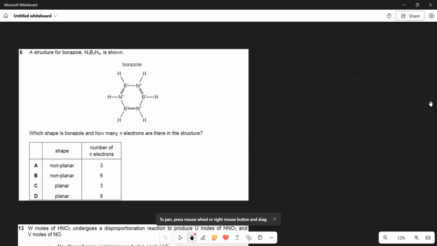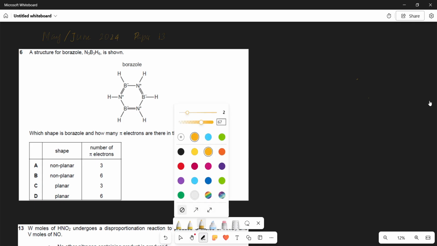This is the third part of difficult multiple choice questions, AS level chemistry. I have taken the May June 2024 paper, version 1-3. We are going to talk about 5 questions which are reported as difficult questions. Let's do one by one.